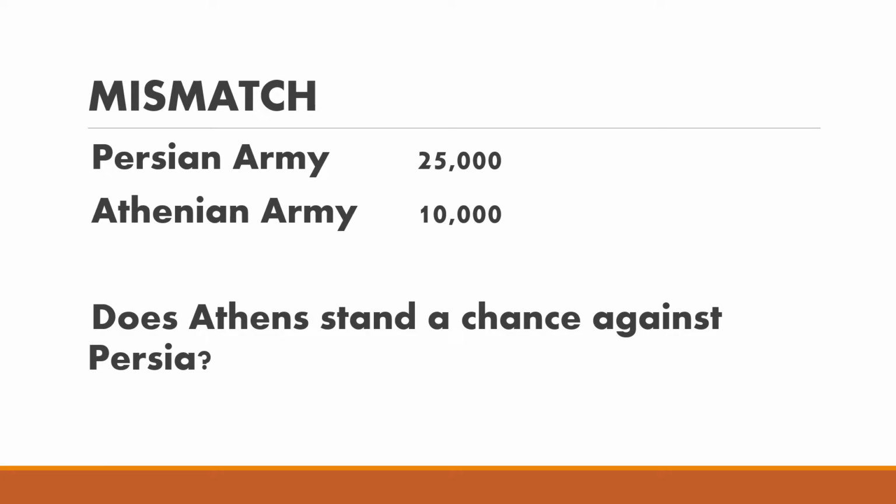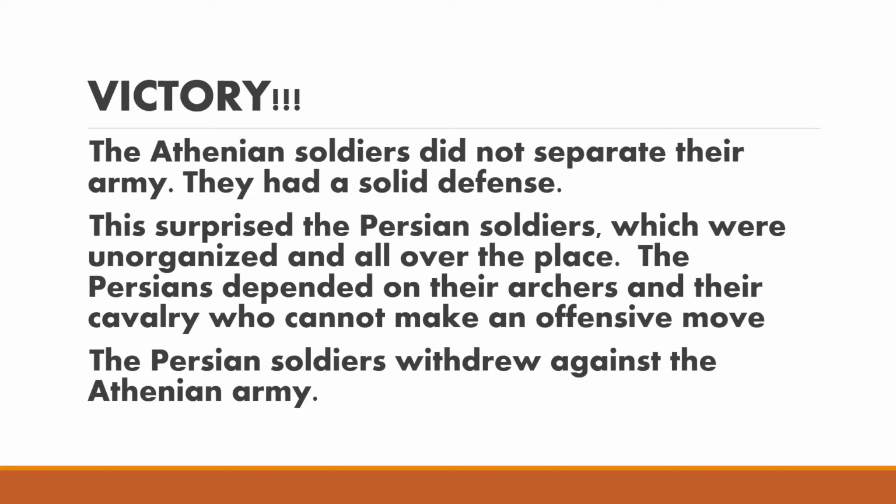In the beginning, there was a clear mismatch between the Persian army, who has 25,000 troops, and the Athenian army, that has only 10,000 troops. What do you think? Does Athens stand a chance against Persia? Yes, they did. Athens secured the first victory for Greece.